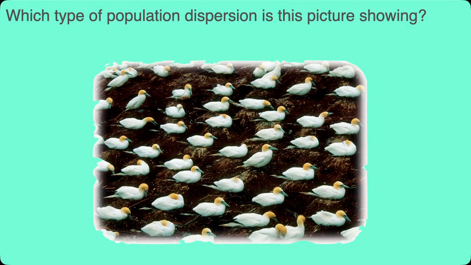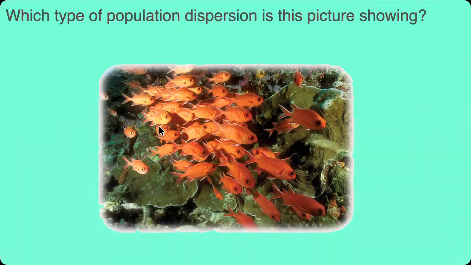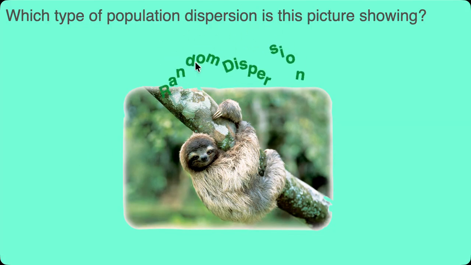What do we think we have here? Uniform dispersion, right? All of these birds are pretty uniformly spread out. They're within a particular distance that makes them kind of impossible to get pecked at by another bird. That's an example of uniform dispersion. Here we have a school of fish. That is a classic example of a clumped dispersion. Literally, we have nothing to compare this to. It's just a sloth by itself. So that is random dispersion.